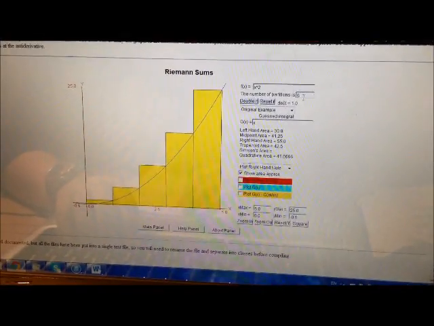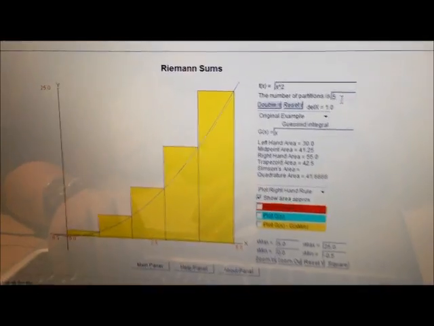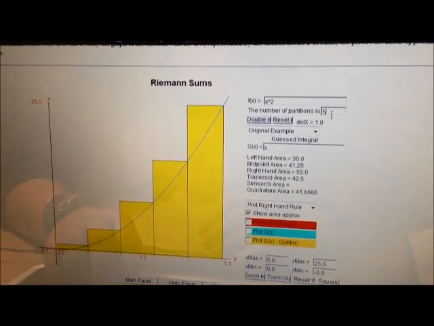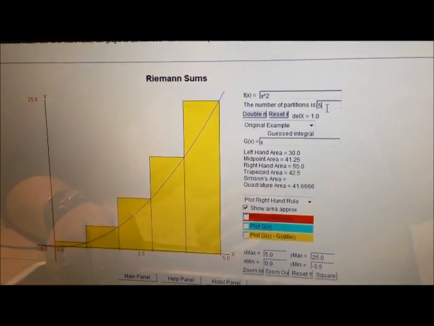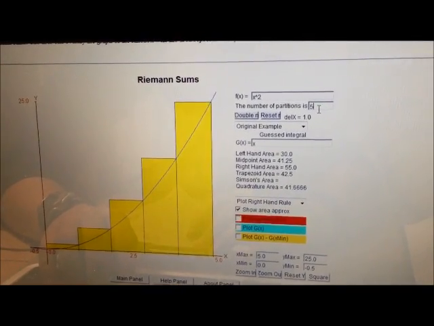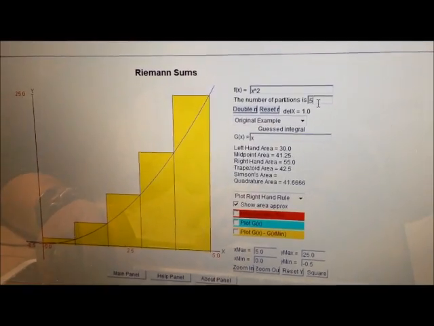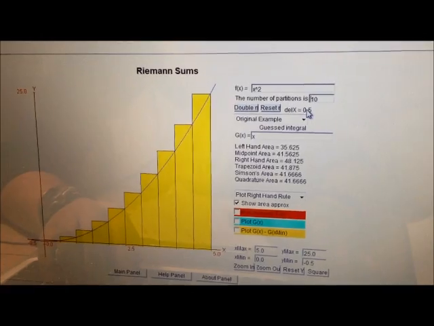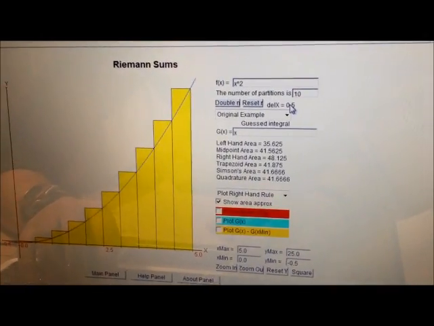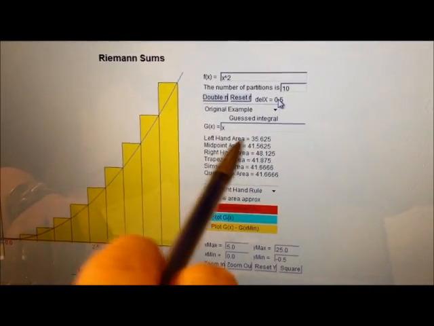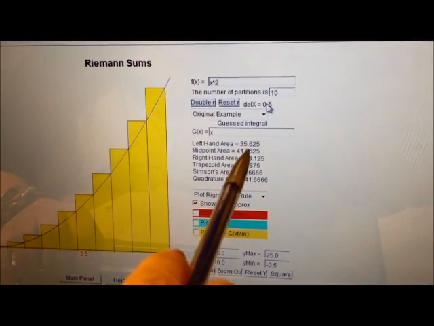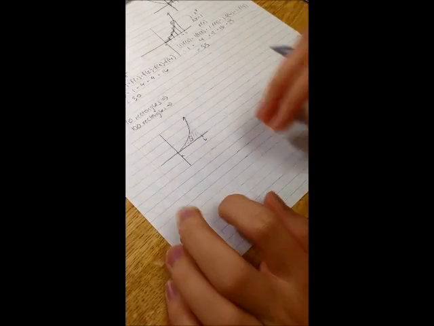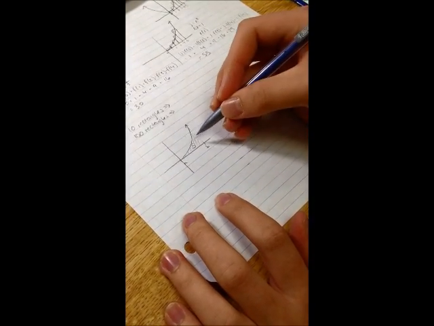Here's an applet that will calculate the number of rectangles that we put in and what the underestimate and overestimates are. So as you can see, this is what we did earlier with 5. If we bump it up to 10 rectangles, it's a more accurate estimate, and the left points are 35.6 and the right point. So let's talk in more general terms about this region S, this area that we're trying to define.